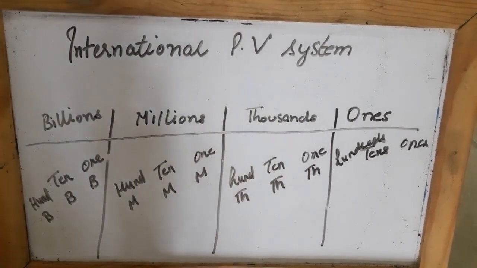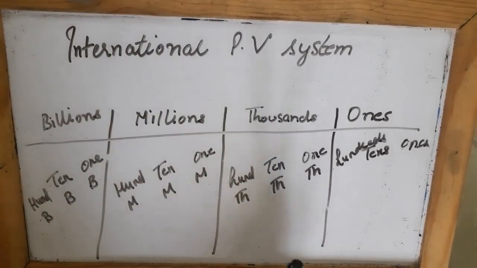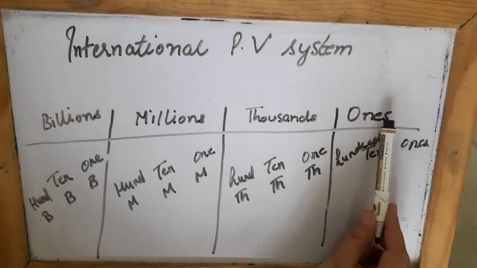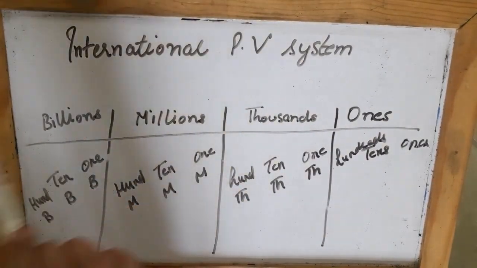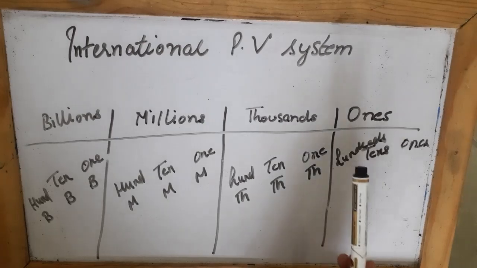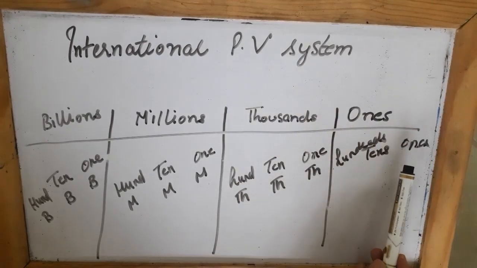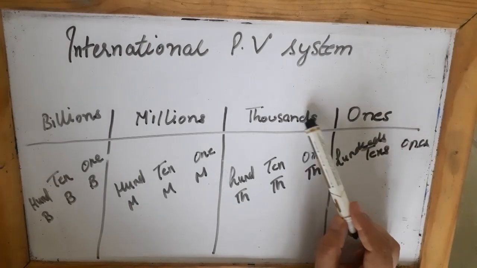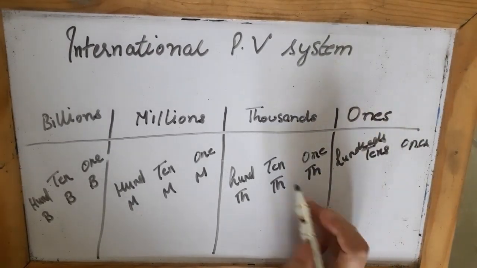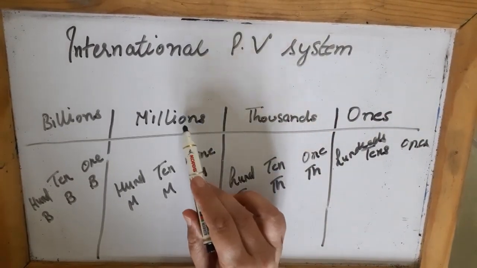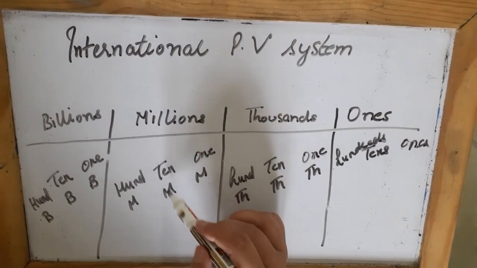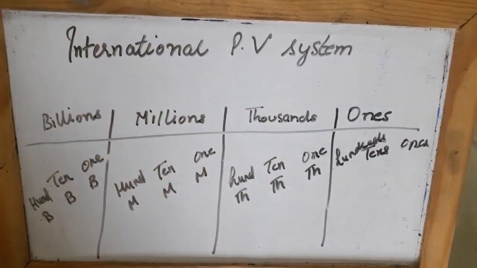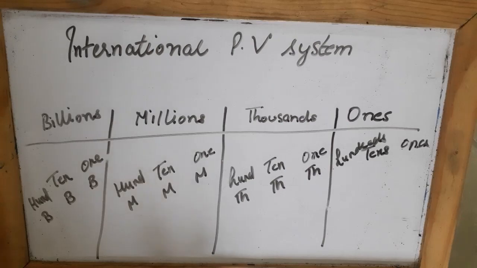So again in the international place value system we have the periods like ones, thousands, millions, billions, trillions, and in each period we have three place values. In the ones period we have ones, tens, hundreds. Thousands period we have 1,000, 10,000, 100,000. Millions period we have 1 million, 10 million, 100 million, and in billions period we have 1 billion, 10 billion, and 100 billion.